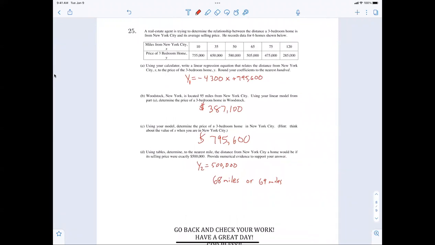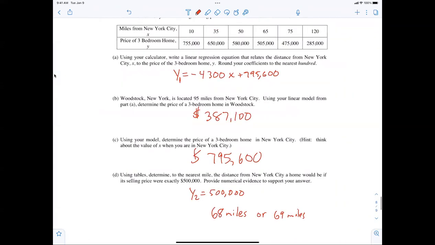Brooks, did you get that now? I got it slightly different. You're right around there, right? Yeah, so you're good now.